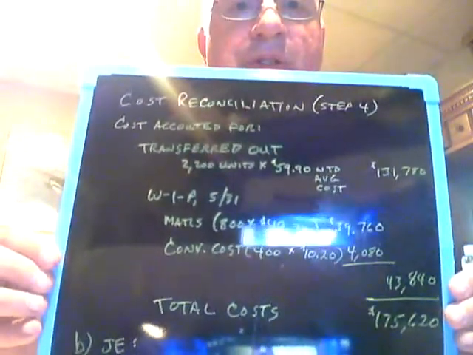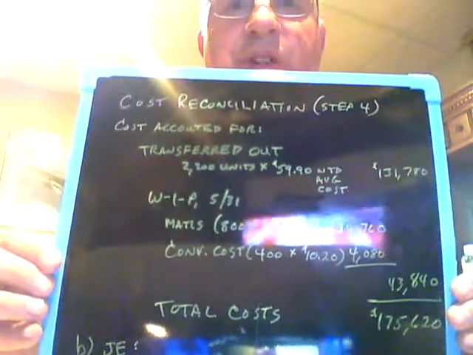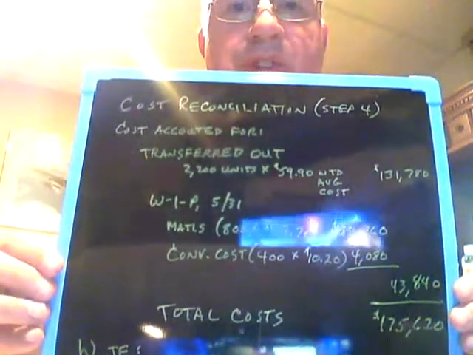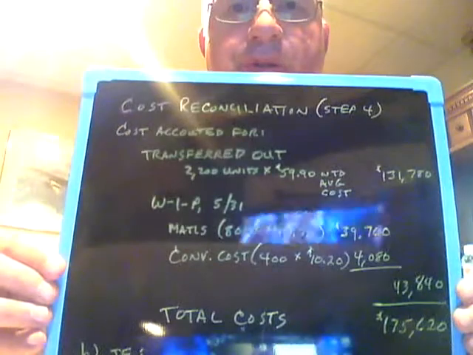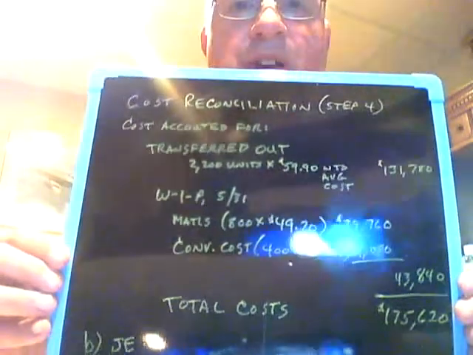We know that 2,200 units were transferred out. We know that the weighted average cost per unit is $59.90. When we multiply those two together, we get $131,780.